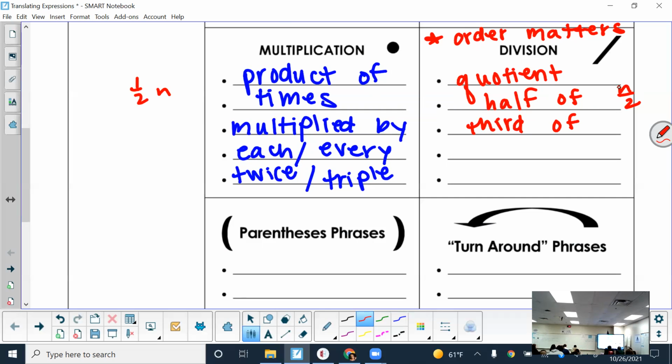A third of something, what are you dividing it by? 3. Good. There's not many for division that I can think of, so we can put in divided by. Not a whole lot there. Any questions?